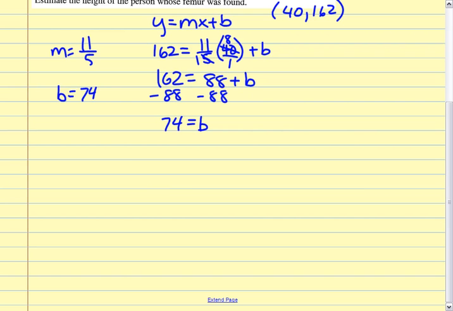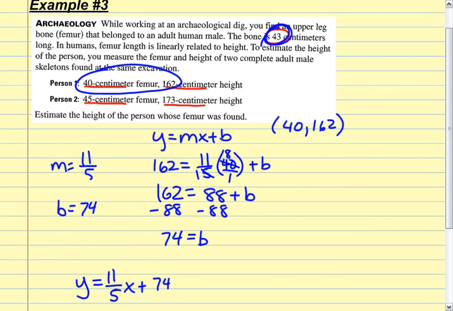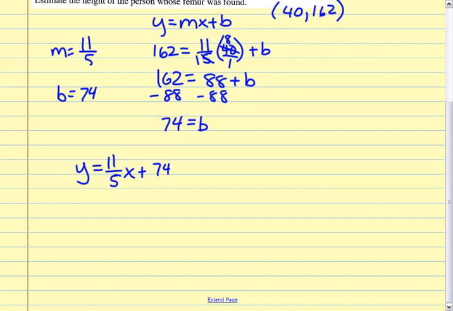So the equation for the relationship between a person's height and their femur length is y equals 11/5 times x plus 74. Oh, I don't need the parentheses there, guys. I'm sorry, I'm thinking about what I'm going to do next. Now, they wanted us to find a person's height if their femur length was 43 centimeters. Remember, the femur length is x, so I'm going to plug in 43 there. So y is equal to 11/5 times 43 plus 74.